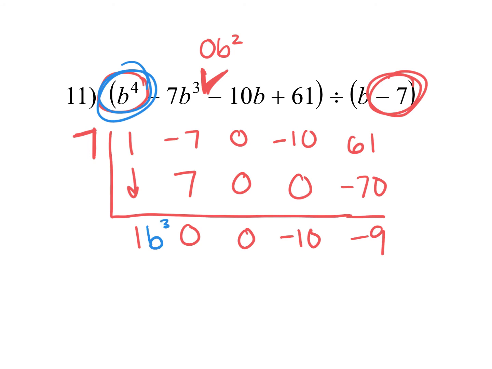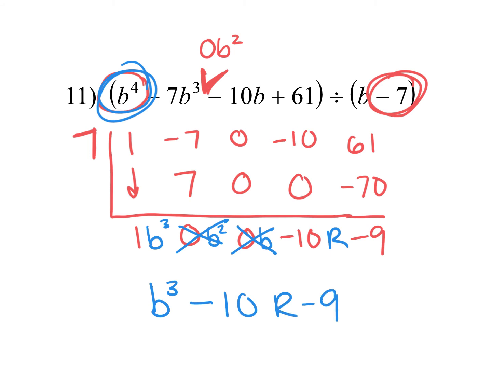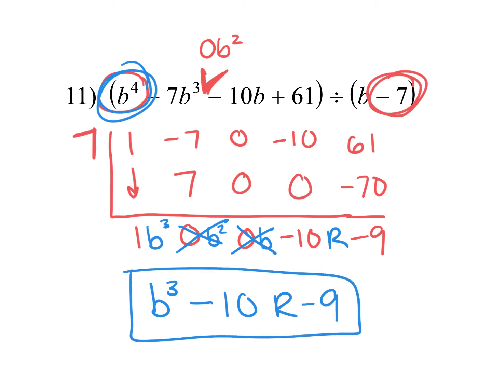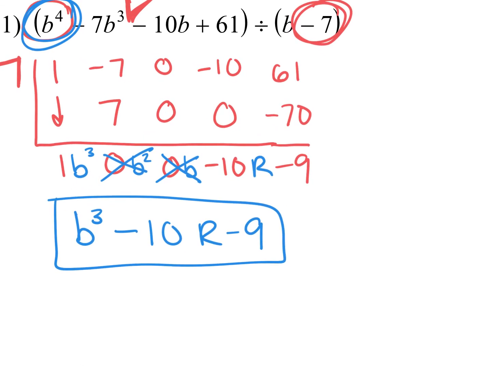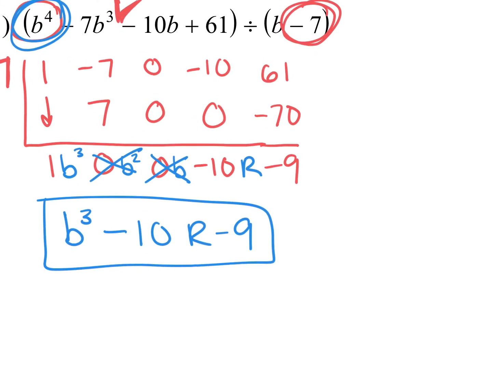B to the 3rd power. And then this would be b squared, then b, then just the number, and then the remainder. So my answer here would be b to the 3rd power. If the number is 1, we don't put it in front of it because it's already implied that it's a 1. The 0 b's we don't write. And then -10, remainder -9. Any questions?